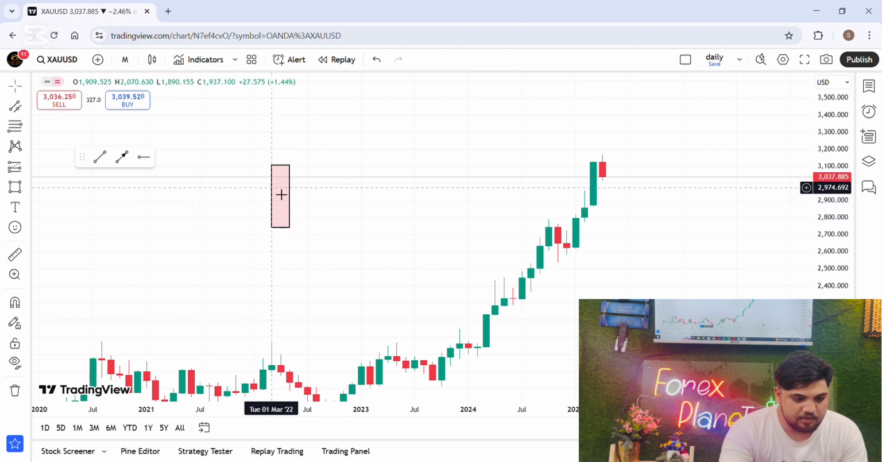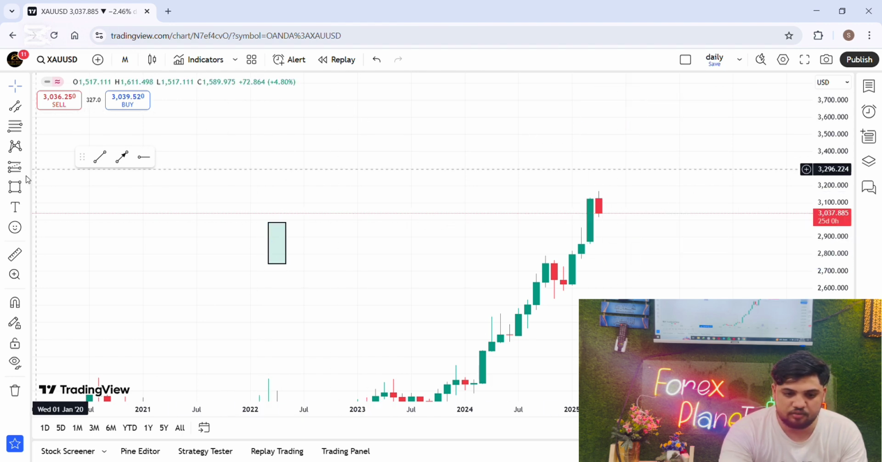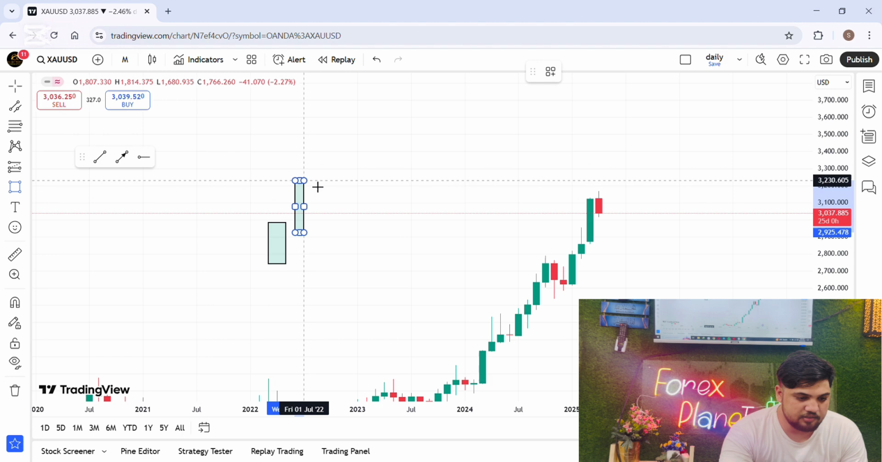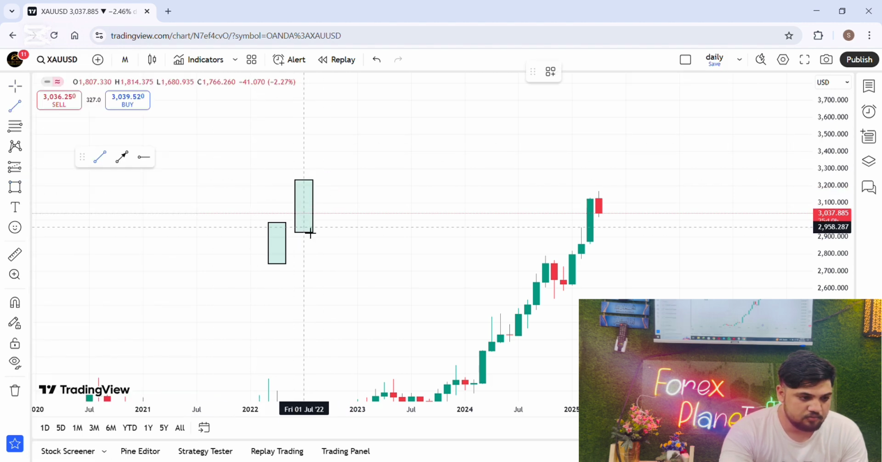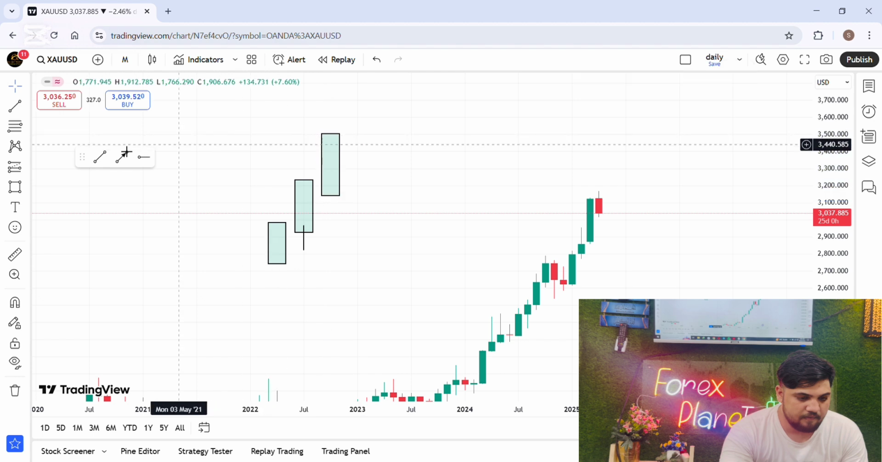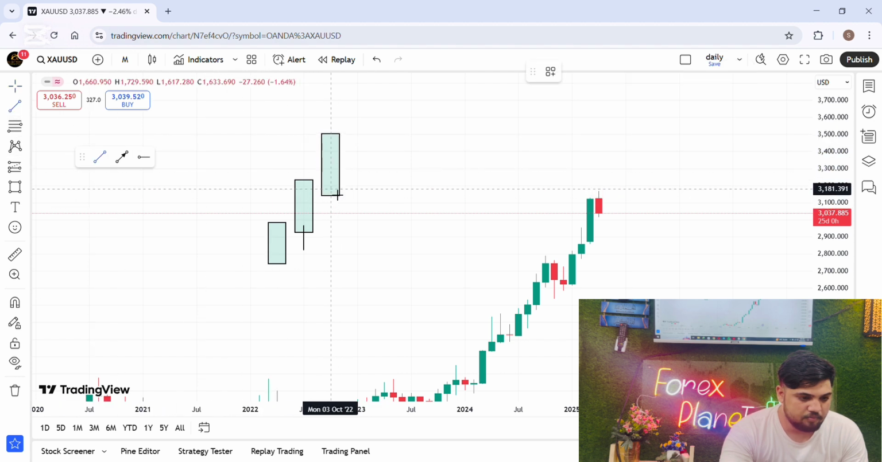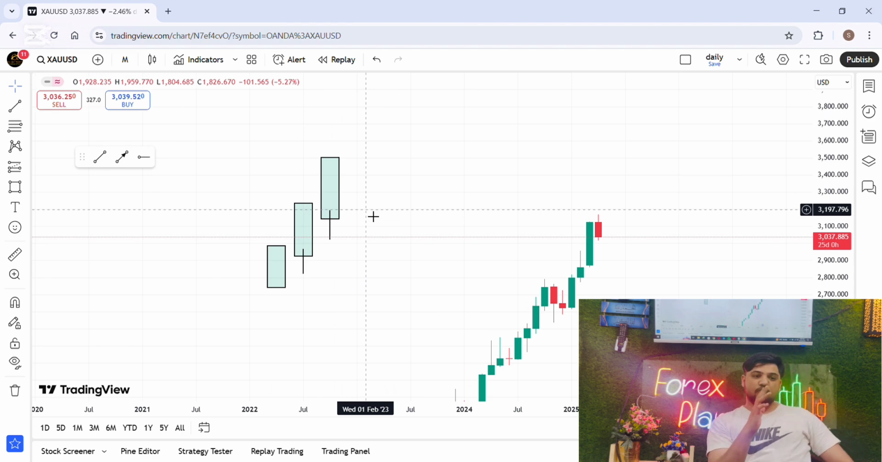Suppose we have three big green candles. Let's change the color to green. This is one bullish candle, this is the second bullish candle, and this is the third bullish candle. This is a three soldier body pattern, and this similar pattern is also followed by gold.